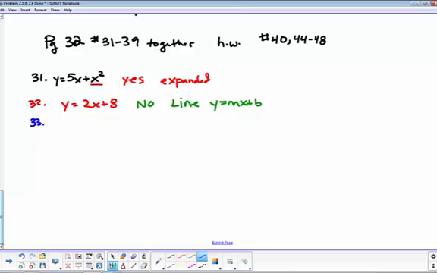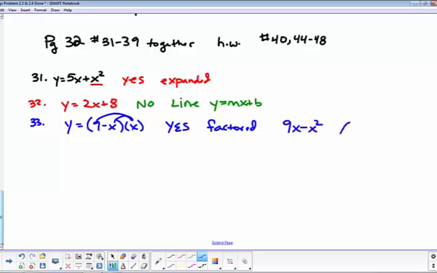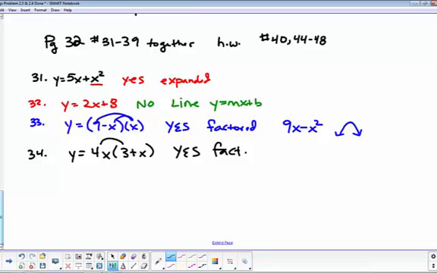33 says 9 minus x times x. This is quadratic. It's in factored form. If we expanded that, we would get 9x minus x squared, so we know it's going to give us an arc. 34. This is quadratic. This is in factored form. If we expand that, we would get 12x plus 4x squared.